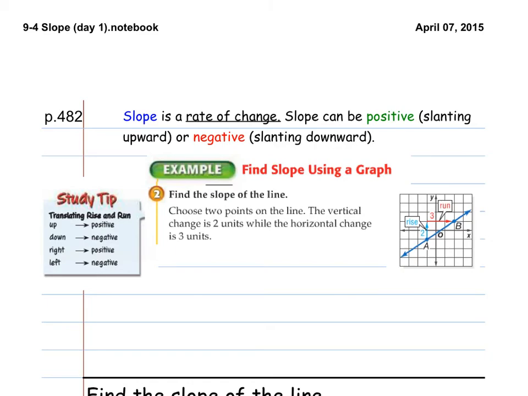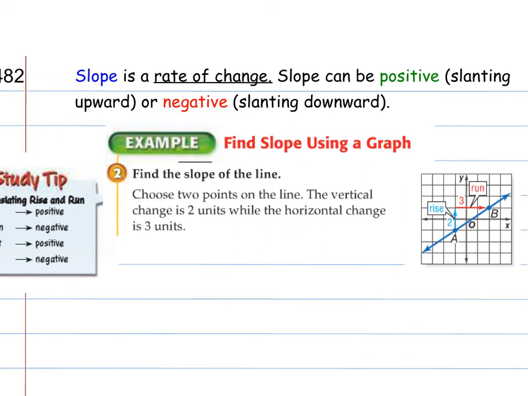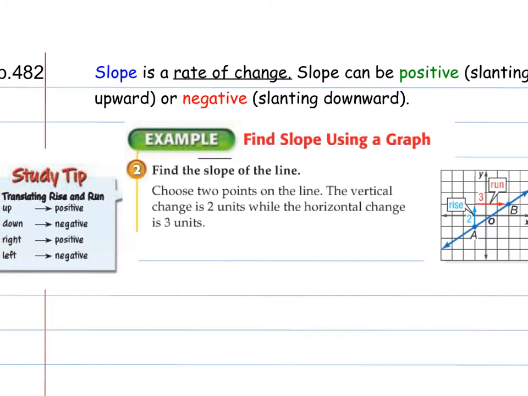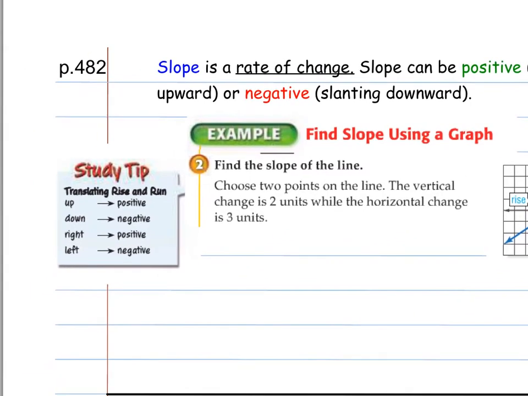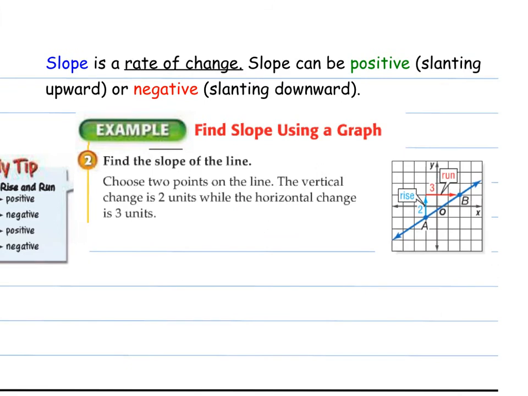So slope, again, is the rate of change. The rate of change can be positive, slanting upward, left to right, or negative, slanting downward, left to right. We always go left to right. So if we were going to find the slope using a graph, here's a little side note. Translating rise and run, up is a positive direction, down is a negative direction, right is a positive, and left is a negative. And hopefully we'll remember that from when we learned about the coordinate plane. We know that this direction is positive, this is negative, this is positive, this is negative. It's really like 2 number lines, one vertical and one horizontal.